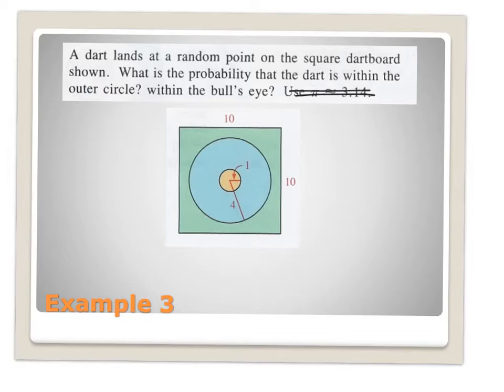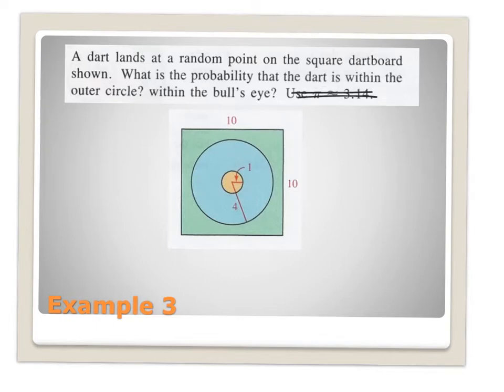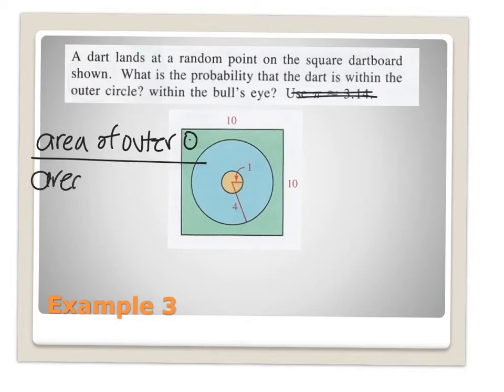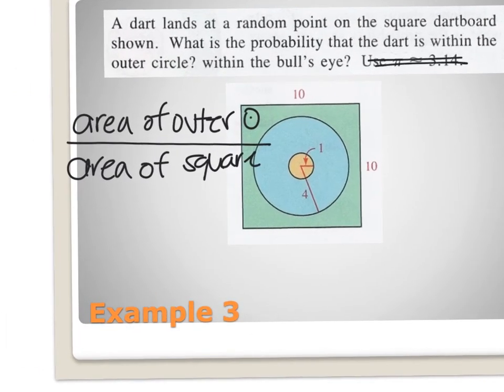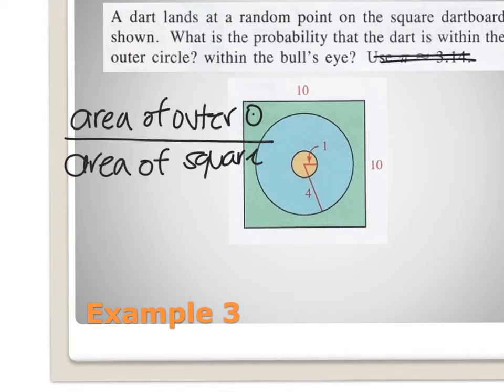So first, outer circle. I need the area of the outer circle over the area of the whole thing. What shape is the whole thing? Good. You with me so far? Okay, let's start with the easy one. How do I find the area of the square? It's 10 times 10 or 100.